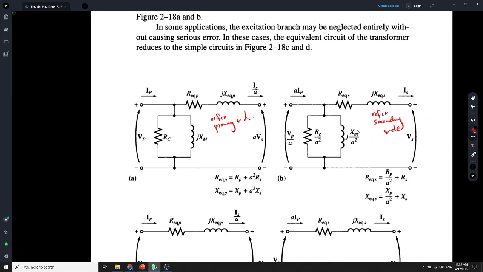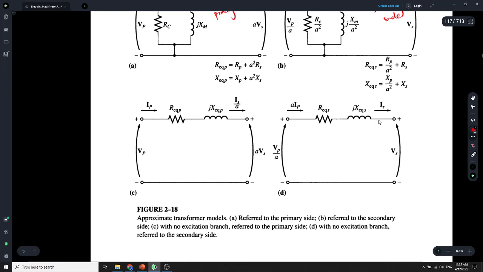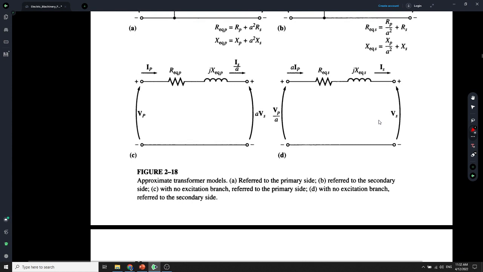So don't think they are combined. This is different and this one is different, because A and B are two different things. It's not the same.